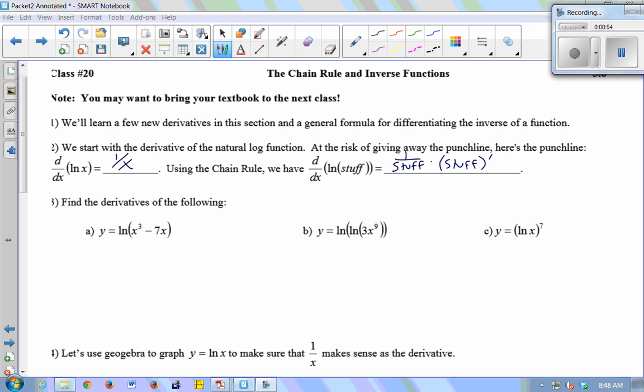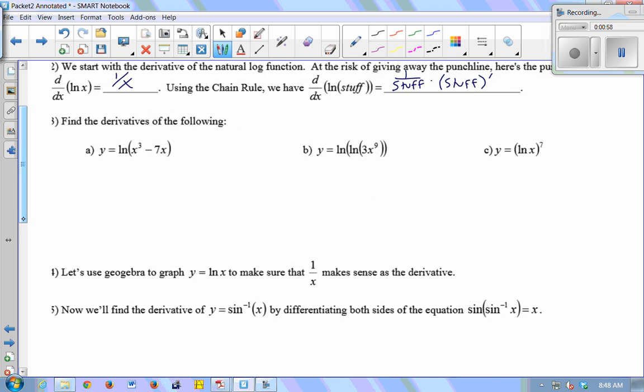Okay, so let's just practice using this a little bit. So if I want to take the ln of x cubed minus 7x, that is the ln of some stuff. So the derivative would be 1 over my stuff times the derivative of the stuff, which would be 3x squared minus 7. And I could simplify that. I just multiply those two fractions.